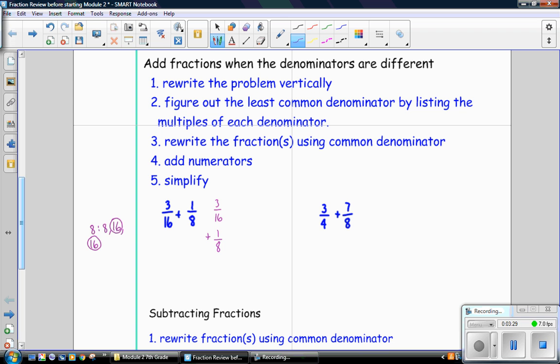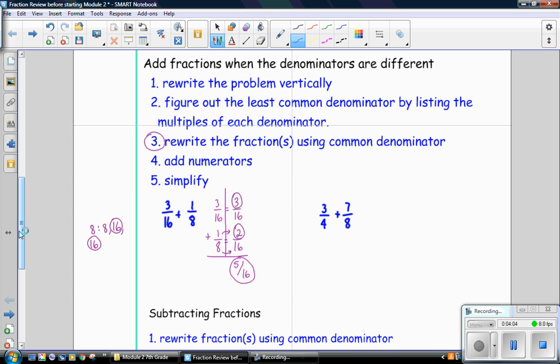So we're going to rewrite the fractions using the common denominator. Now 3/16 is okay the way it is because it has the correct denominator. 1/8, we will rewrite that using a common denominator. So our multiplier is 2, and if you multiply the denominator by 2, you also need to multiply the numerator by 2. Now we can add our fractions. 3/16 plus 2/16 equals 5/16. Remember to check and make sure that your answer is in simplest form.